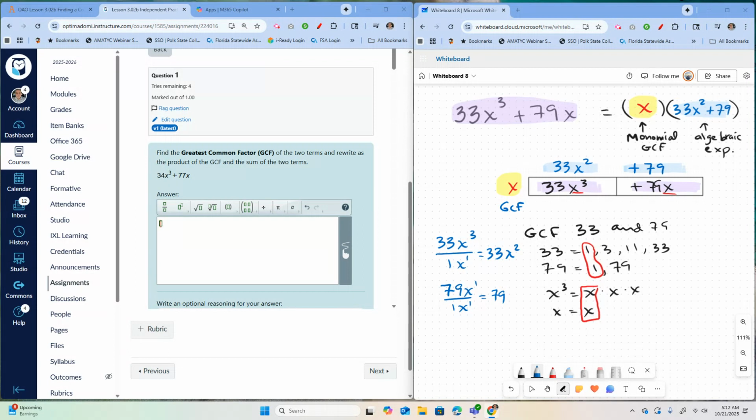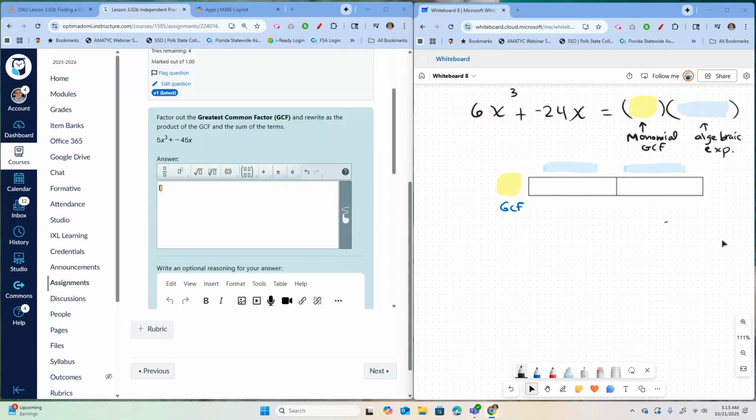Let's go to the next one. Okay, here is problem number 2. They gave us an algebraic expression. All of this is an algebraic expression. I want to write it as a multiplication. I'm going to take that expression and put it inside the two boxes here. And here's how you do it. I'm going to put the 6x to the third power here, the negative 24x here.